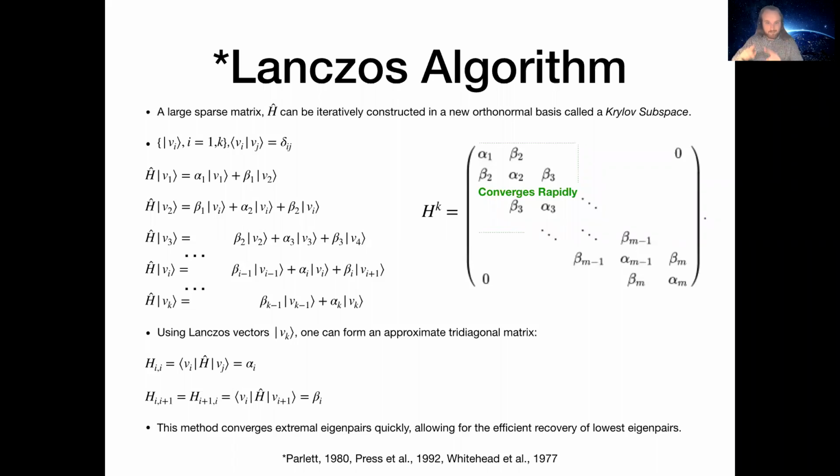Now, the top left-hand corner of that matrix H converges rapidly to the eigenvalues of your original input matrix. So you don't have to diagonalize the entire space of your input matrix. You can just get some of the low-lying eigenvalues very quickly. This is great because the matrix is very large. You can't use things like Householder, so Lanczos is a good choice.